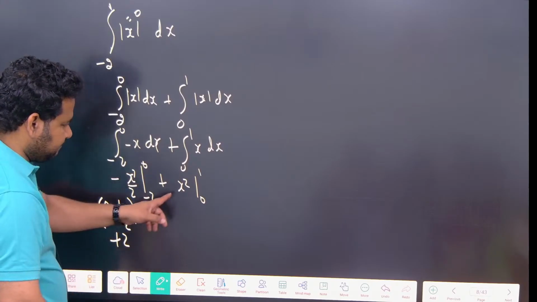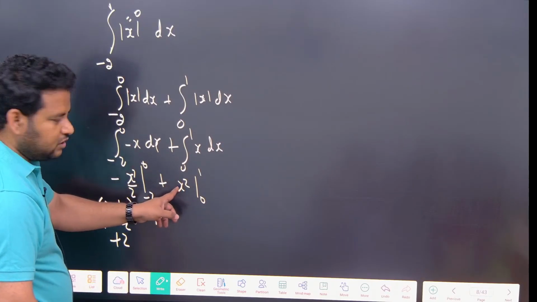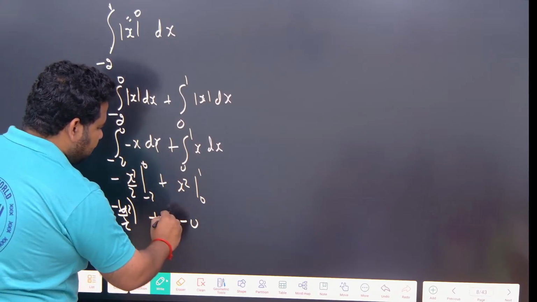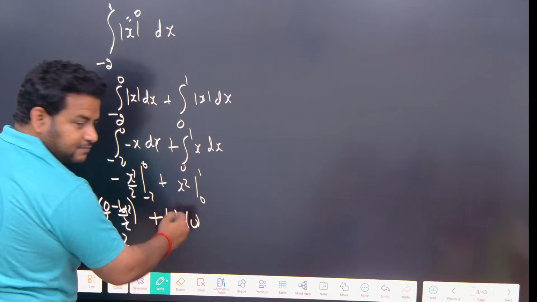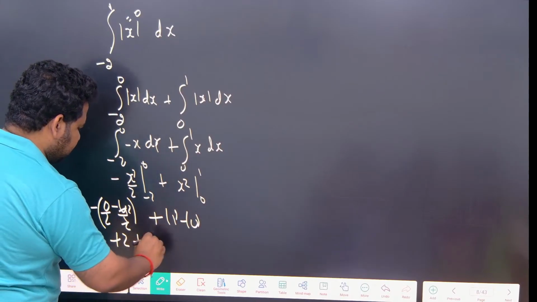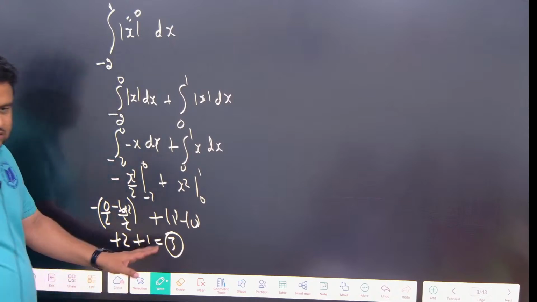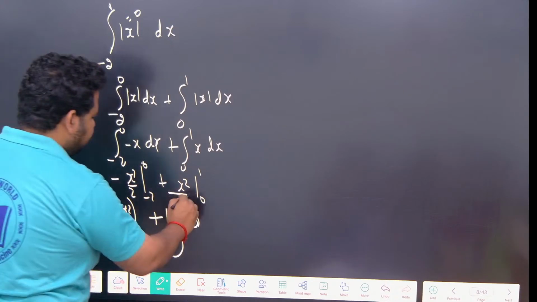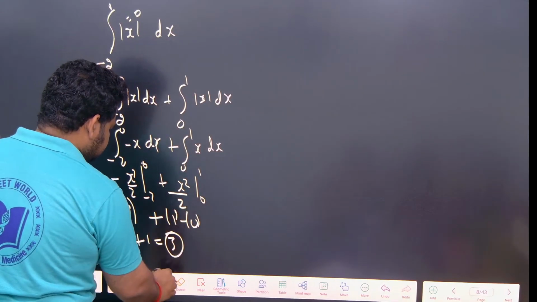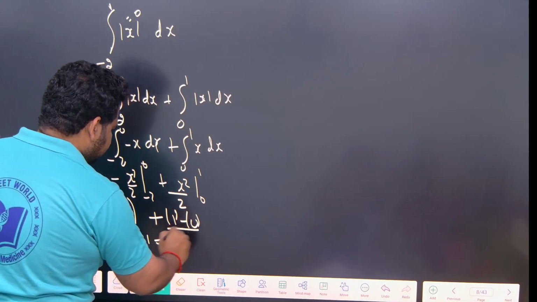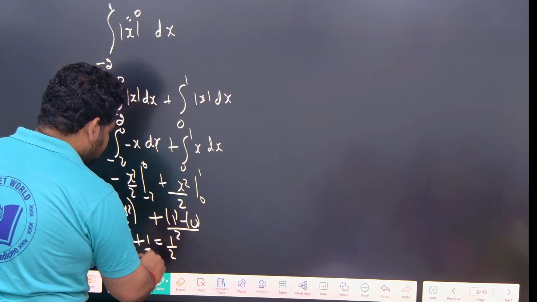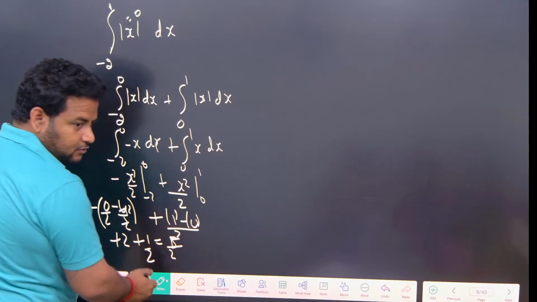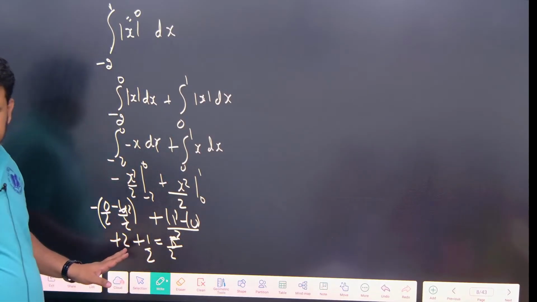Then for the second part, 1 square minus 0 square, so 1 minus 0. So this will become 2 plus 1, the answer is 3. Just a minute, we forgot the by 2 here. So this will be 1 by 2, and 2 plus 1 by 2 is 5 by 2. That's all, 5 by 2 we will get.